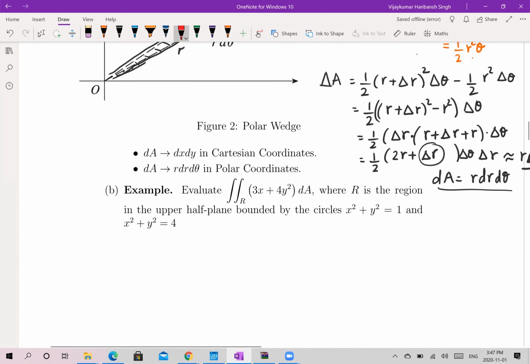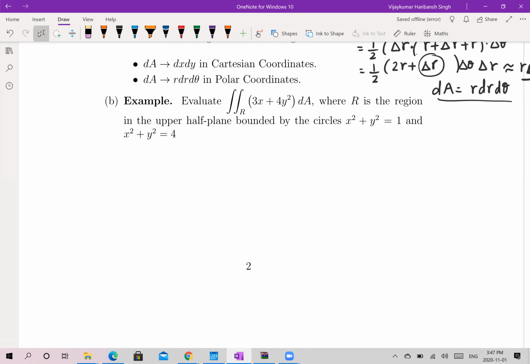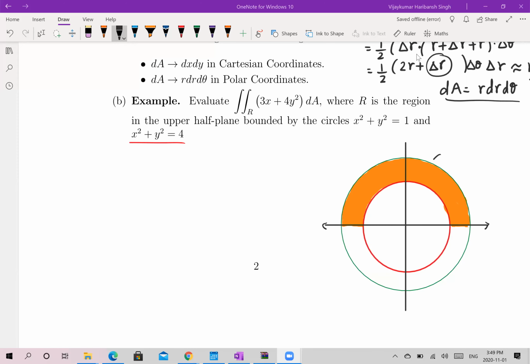Let's look at an example. Things will get clearer in this case. Evaluate the integral over region R of 3x squared plus 4y squared dA, where R is a region in the upper half plane bounded by the circles x squared plus y squared equals 1 and x squared plus y squared equals 4. Let's first draw the region.